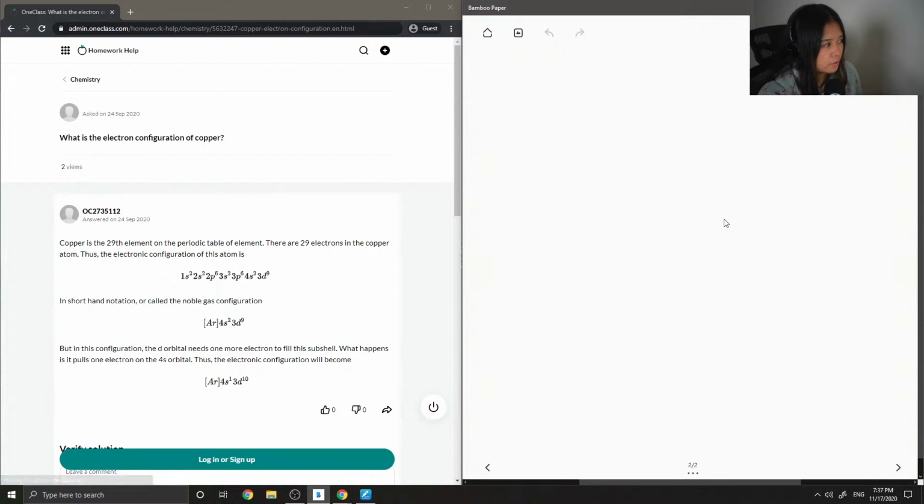On to question 2. What is the electron configuration of copper? So copper contains 29 electrons, and its long electron configuration will be 1s2, 2s2, 2p6. Let me just write that.